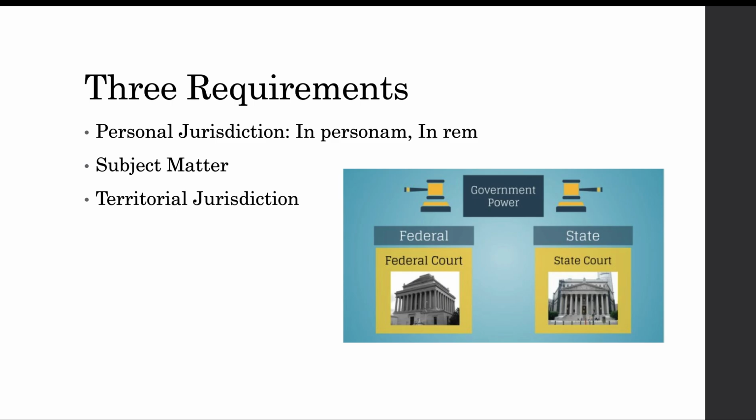Each case will fall under original or appellate courts, general unlimited or special limited jurisdiction, or federal or state courts. Last but not least, we have territorial or venue jurisdiction, which deals with where a case will be heard. Now, let's get into further detail for each of these three requirements.